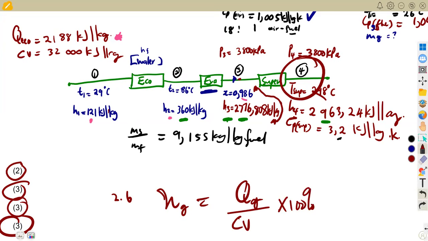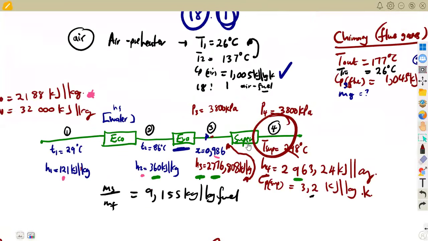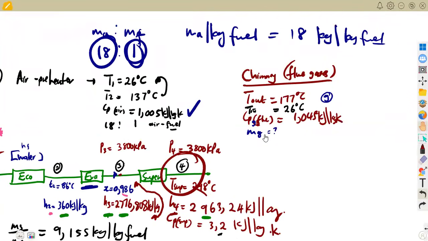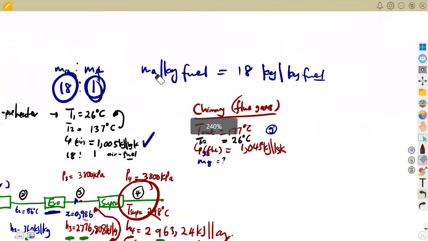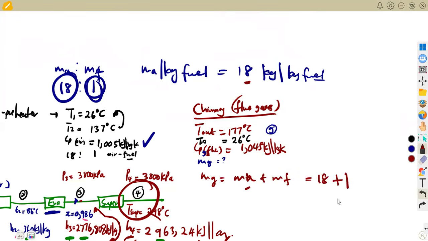Whereby we know that for the flue gases at the chimney, we need mg in this case. From the mass of air to the mass of fuel, it follows that mg is given as Ma plus Mf. Per kilogram of fuel, the mass of air is 18. If the mass of fuel is 1 kilogram, that means the mass of the flue gases is going to be 19 kilograms per kilogram of fuel.